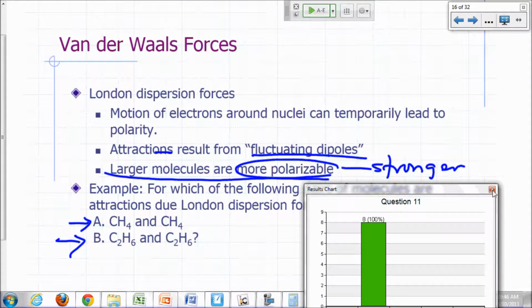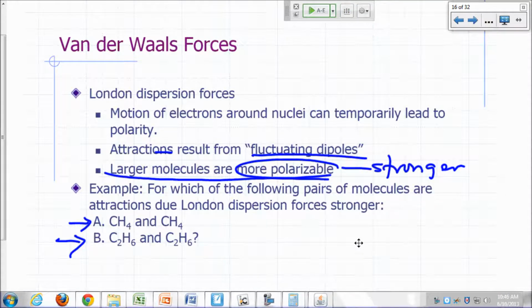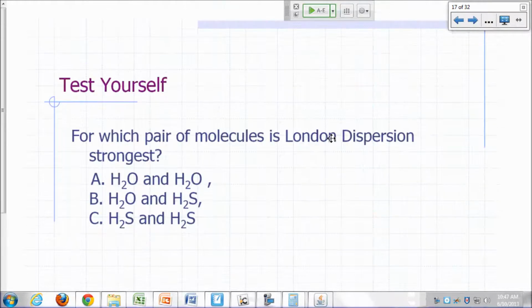Very good. C2H6 molecules are larger than CH4, so they are more polarizable. So you would expect to see stronger London dispersion forces among them. You can just say dispersion forces or London forces or London dispersion forces. They all mean the same thing.